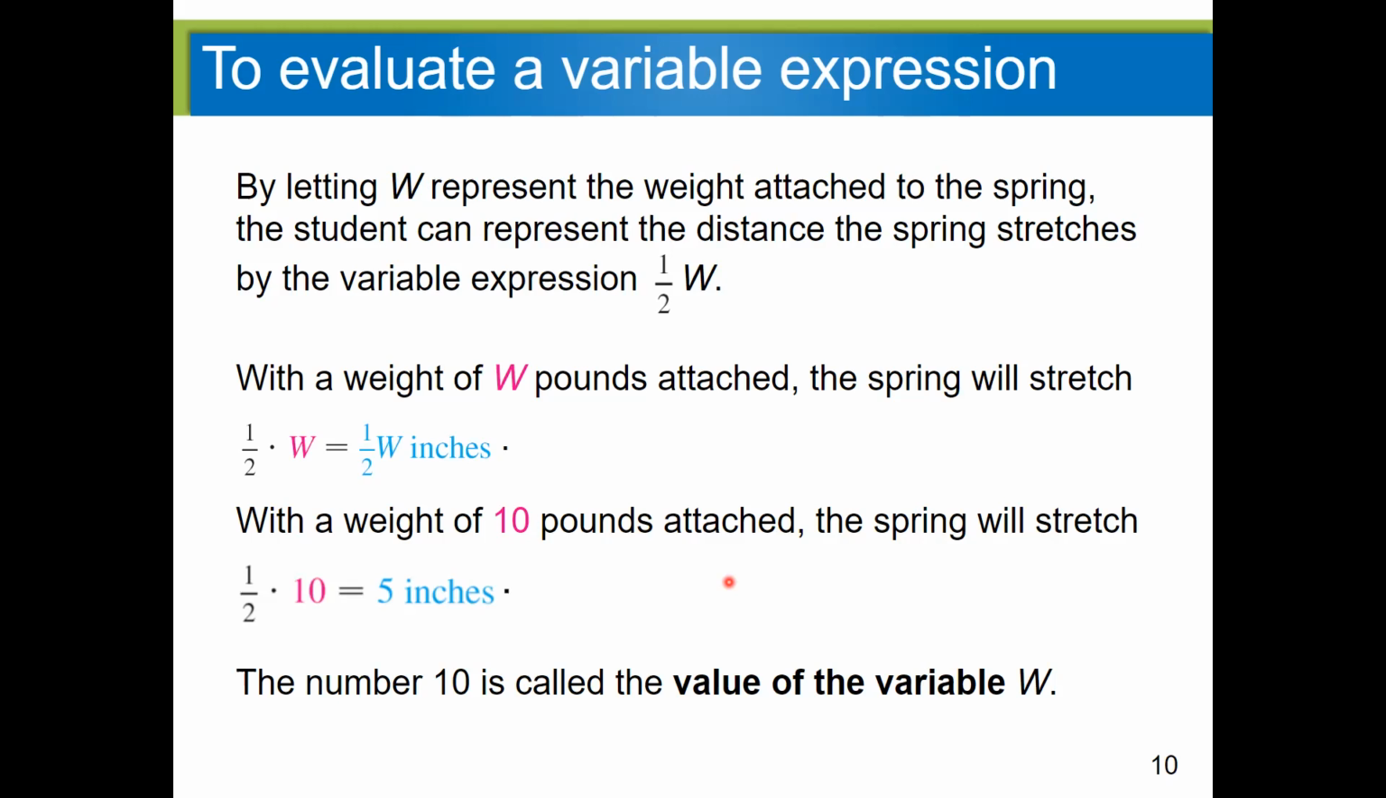In this example here, we have a W being a weight, and half multiplying by that W. So 1/2 W is our equation. If we say the W is 10, because of the question, then we replace that W with a 10, and then 10 times 1/2 is 5. Problem solved.